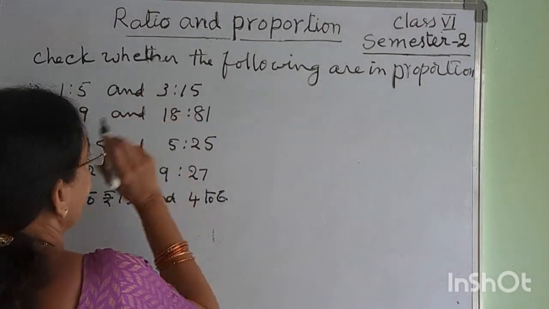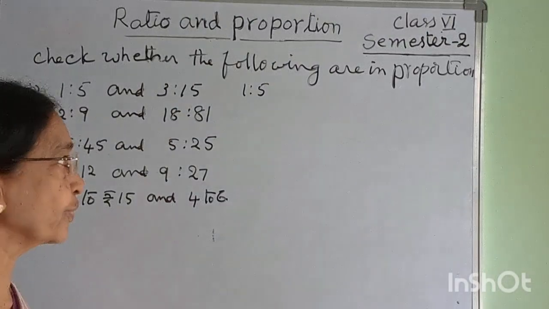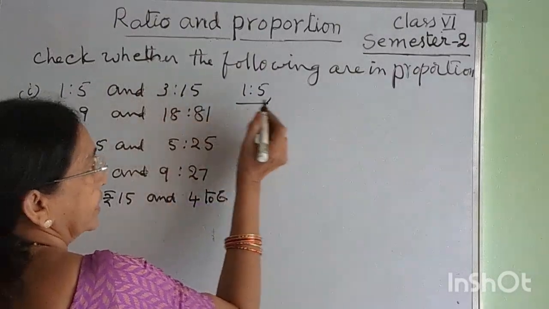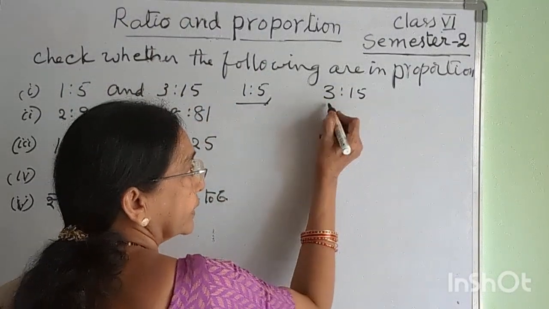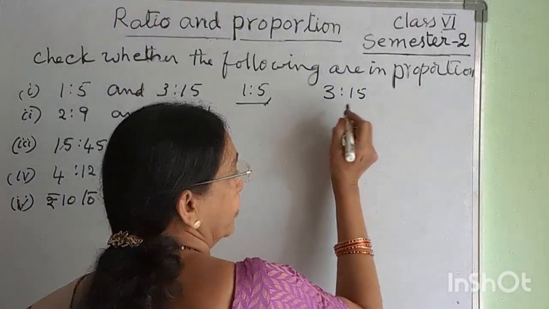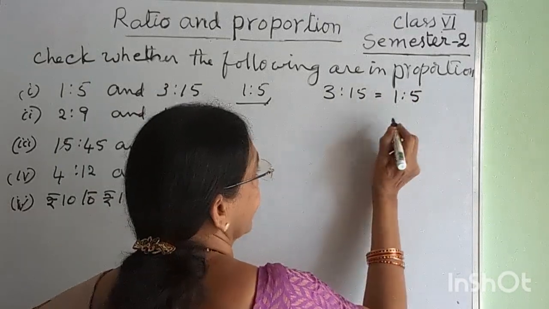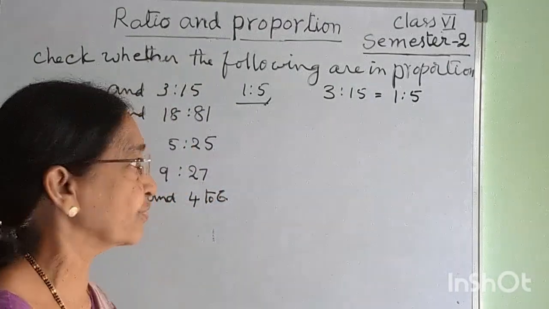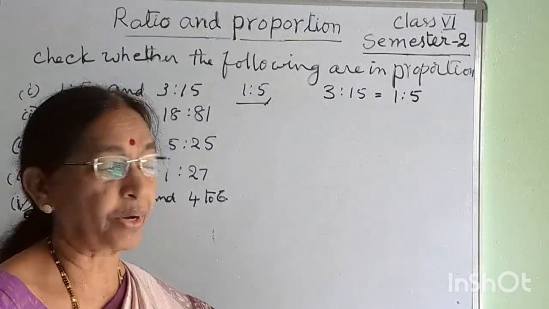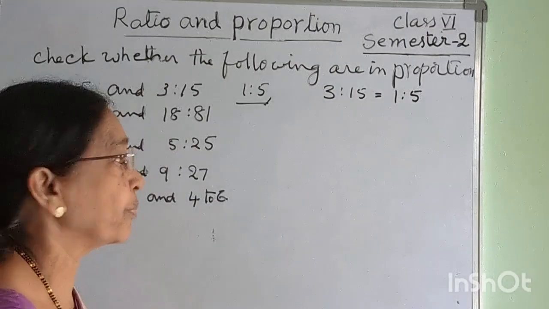1 is to 5 and 3 is to 15. 1 is to 5 is in its simplest form, so we cannot simplify it. So we will keep it as it is. And 3 is to 15. Here 3 and 15 both are divisible by 3. Therefore we will divide both of them by 3. We get 3 ones 3, 3 fives 15. Therefore this ratio is 1 is to 5. So both the ratios are equal. Therefore we can say that 1 is to 5 and 3 is to 15 are in proportion.